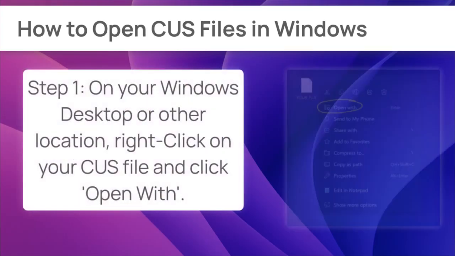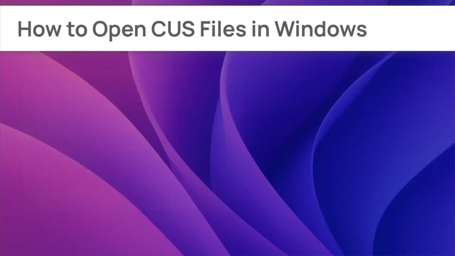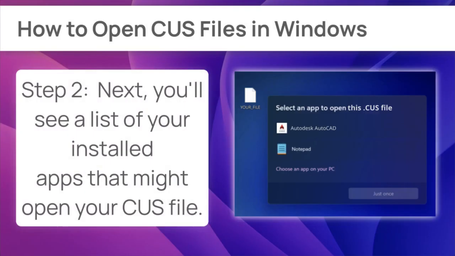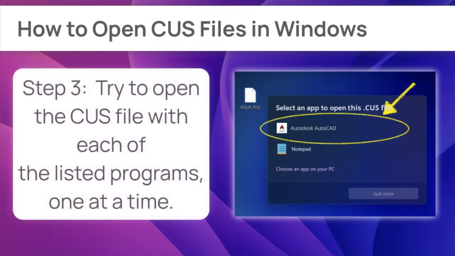To bypass the file format error, right-click the CUS file and choose Open With. Prioritize Autodesk AutoCAD if available. If absent, choose another application. We are searching for the correct file claim.